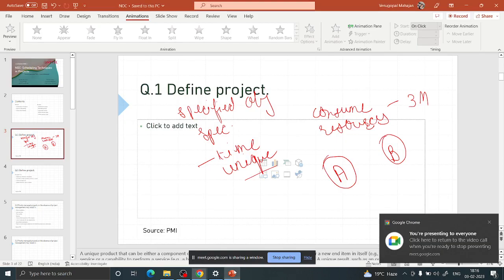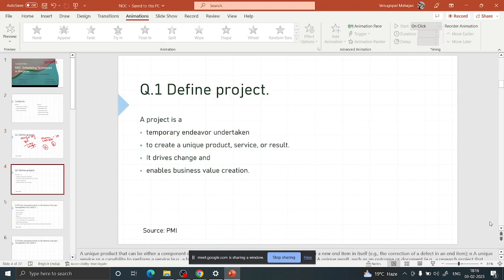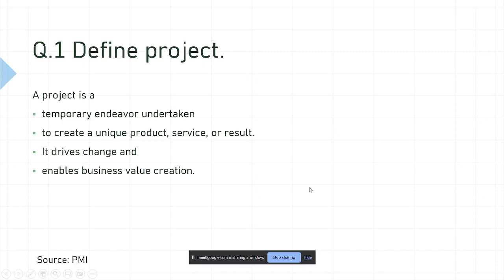Thank you. Now let's move on to the definition of what PMI says, the Project Management Institute. One of you also asked a question about PMBOK on the discussion forum. If you are not familiar with the Project Management Institute, you should have a look. It defines a project as a temporary endeavor to create a unique product, service, or result. This uniqueness was discussed, right? It also drives change and enables business value creation. Like the thermal power plant we discussed, it creates business value and obviously drives change also.